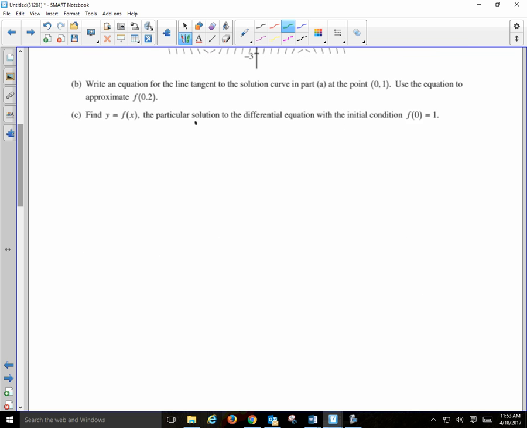Part B is extremely simple as well. It says write an equation. As soon as I hear that, what do I write down? Slope and point on the line. What is my point on my line? 0, 1. So how do I determine slope?